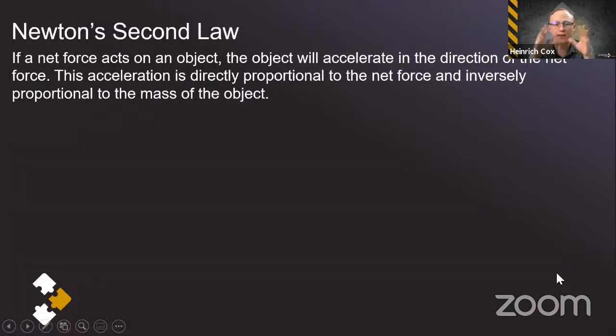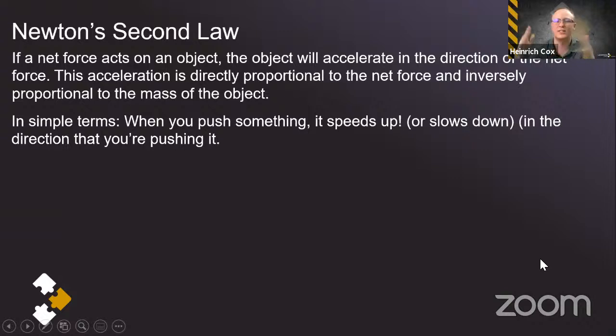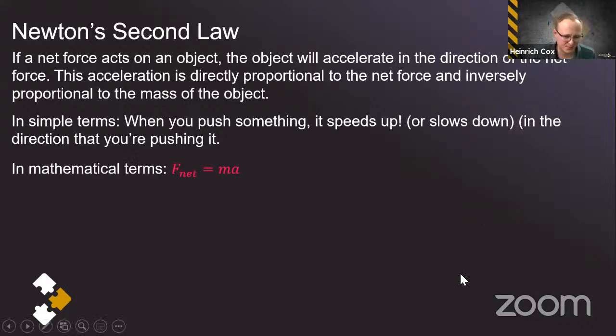Okay, so if the net force acts on an object, the object will accelerate in the direction of the net force. This acceleration is directly proportional to the net force and inversely proportional to the mass of the object. Okay, so in simple terms, if you push something, it speeds up. Or if it was already moving, it can slow down. And it's going to speed up or slow down in the direction that you're pushing it. Yeah? And in mathematical terms, it means that F net is equal to MA, right?